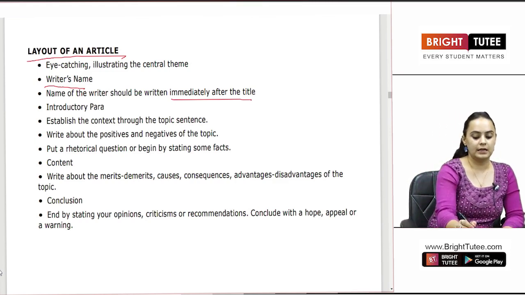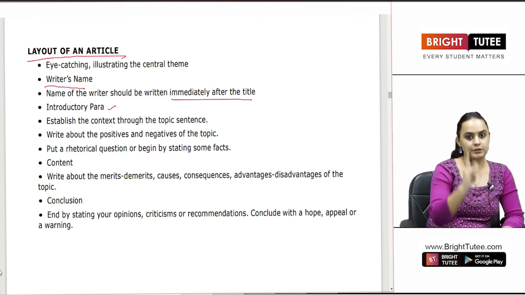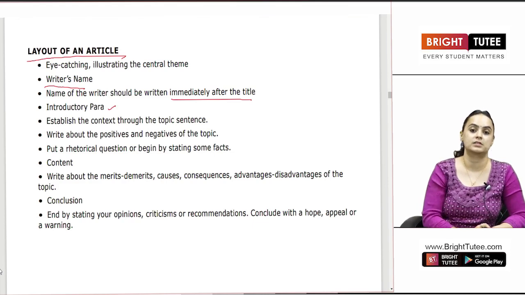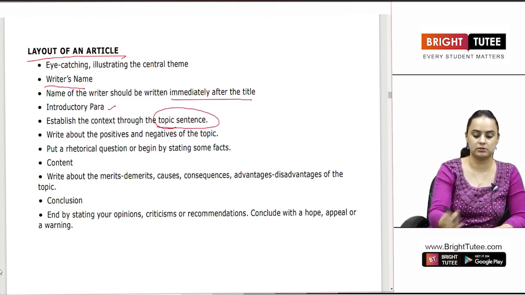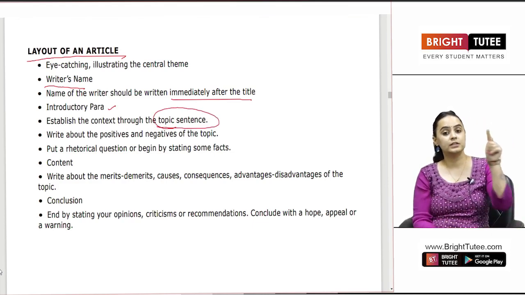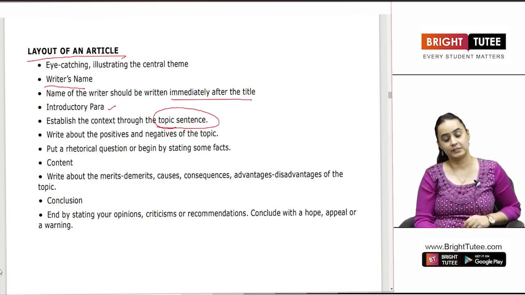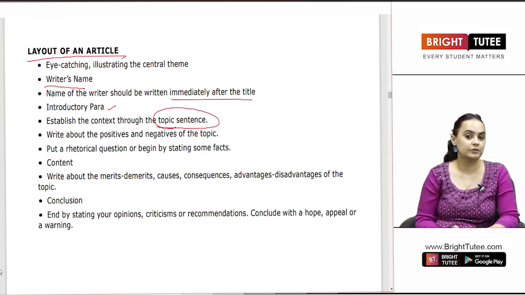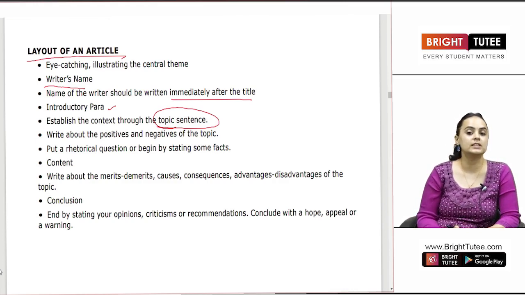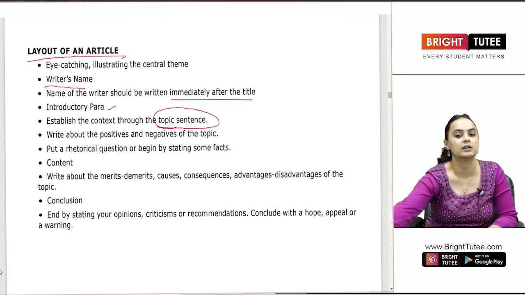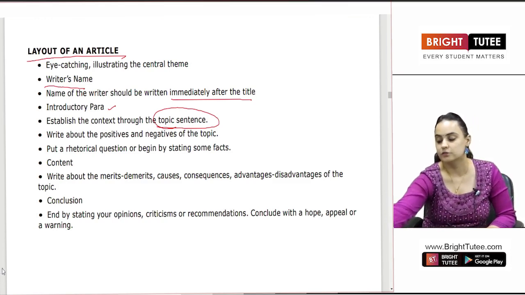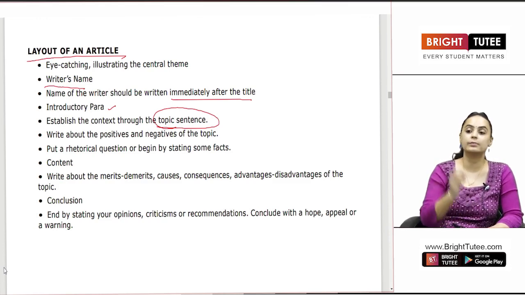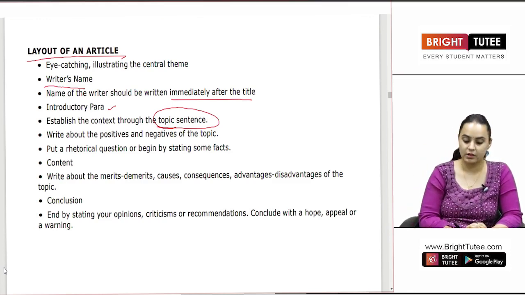There should be an introductory paragraph, the first paragraph. Establish the context through the topic sentence. What is a topic sentence? It means the first line of your article. Like I told you before also, your first line of the article should actually tell us about the whole article in itself. Just after reading the first line, the reader should get to know that the article is about a particular issue.